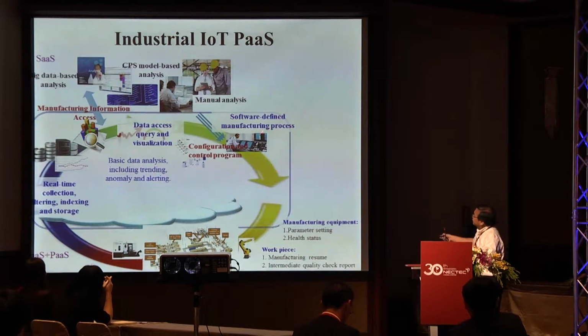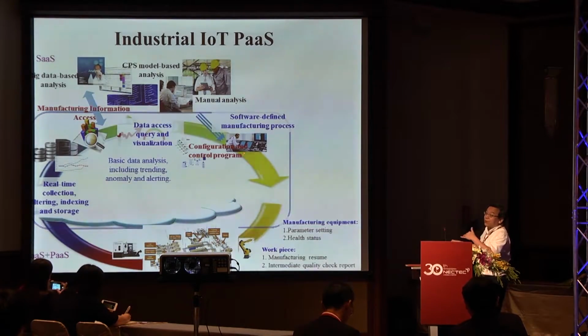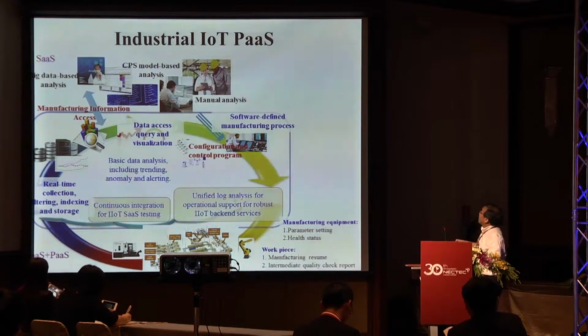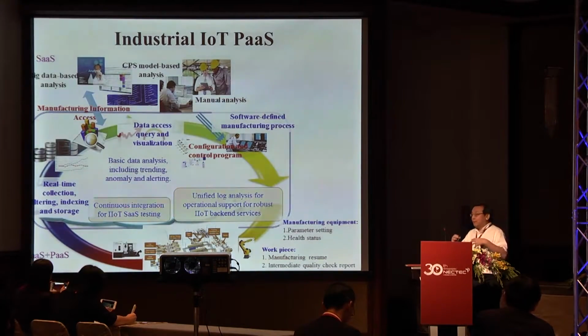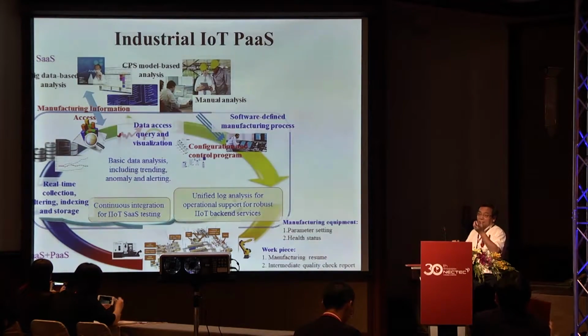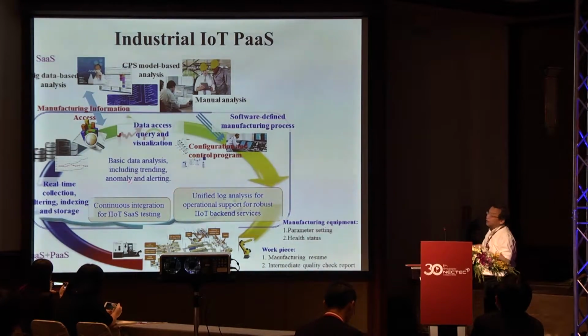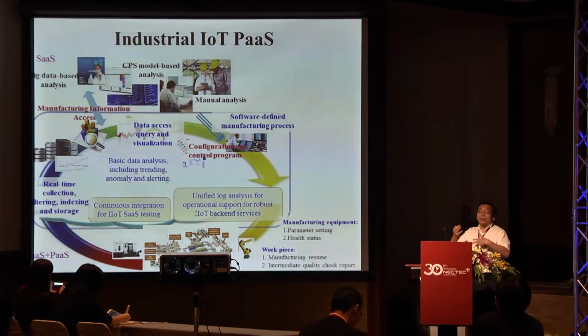Now we want to go through this process to reconfigure your manufacturing or production process. And then along the way, when you develop this, this PaaS also provides continuous integration of IIoT SaaS testing. Because this is an industrial production process, we need the quality of the software to be really high, right? You don't really want to have a lot of bugs and then stop the manufacturing process in the middle. So you really need to have a good software testing methodology. And the PaaS also provides unified log analysis for operational support, for device management, and so on.